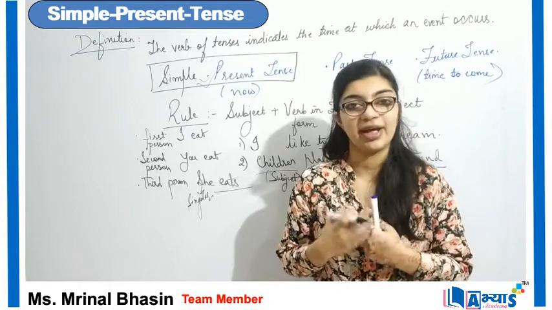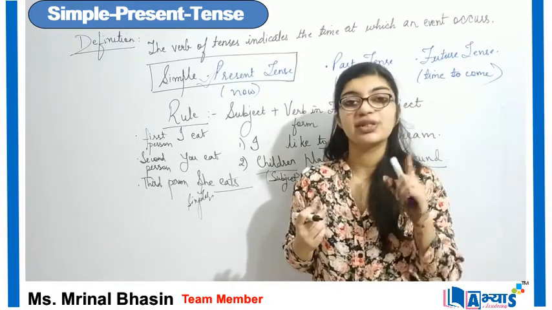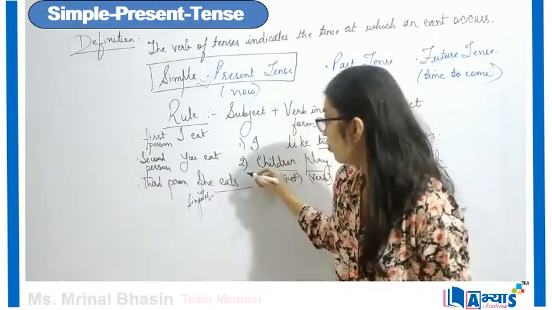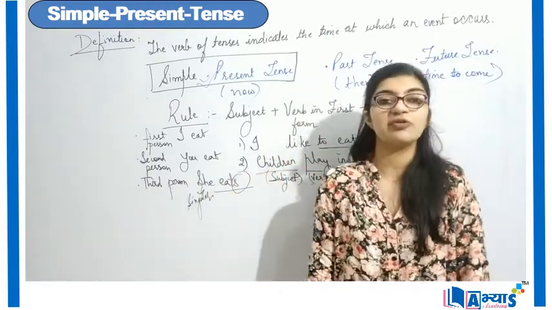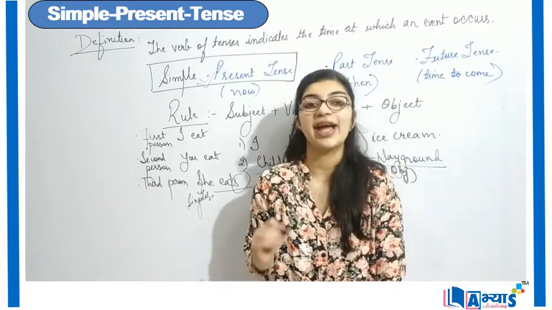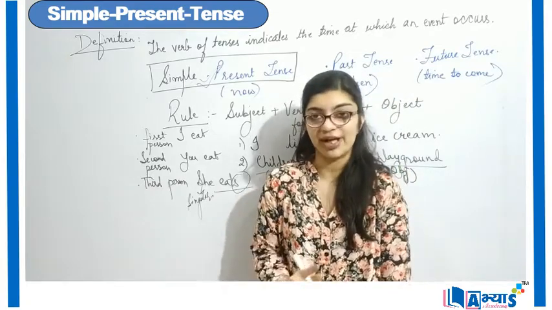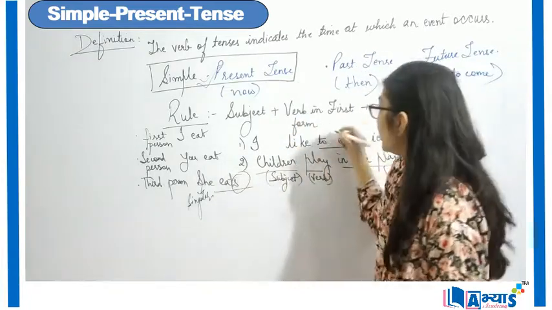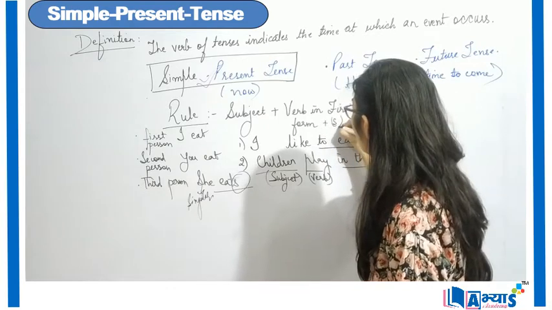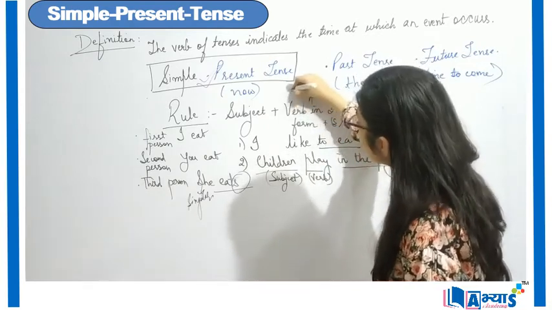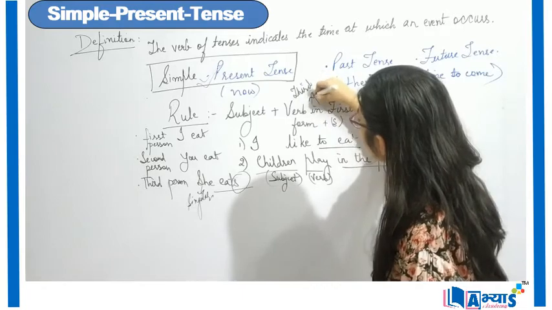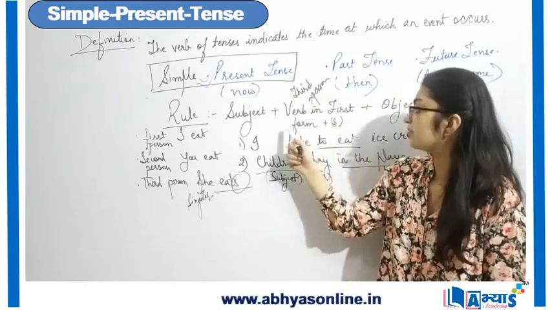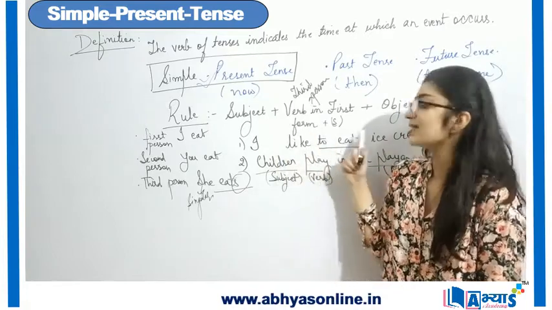I play. I sing. You sing. He sings. So for third person, always remember that in present form we make use of s after the verb. Right? First form of verb plus s for third person. So for third person we make use of the verb in first form plus s.